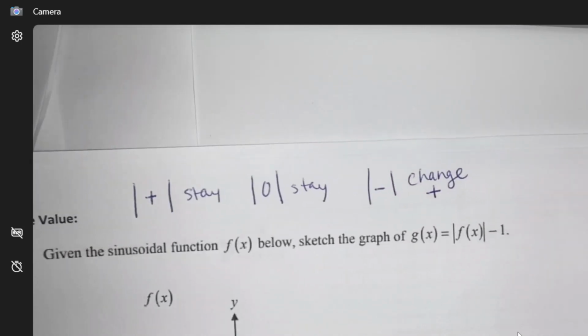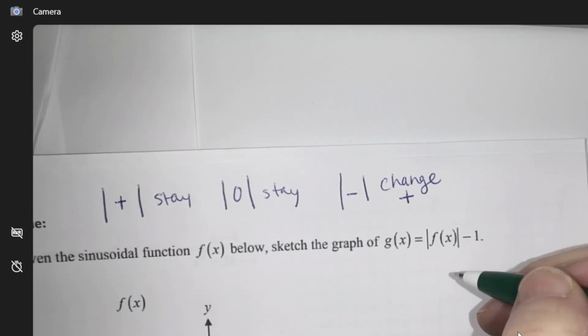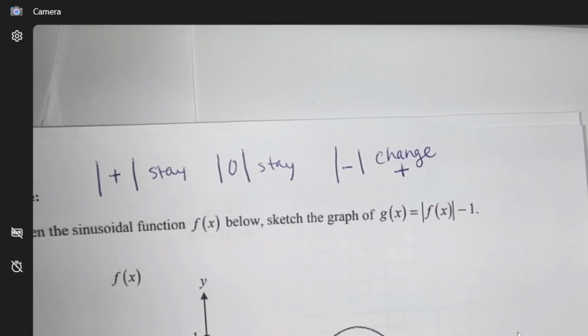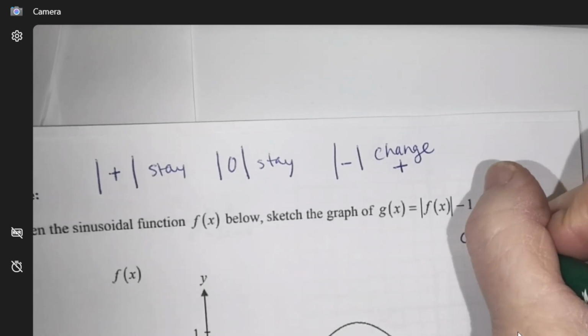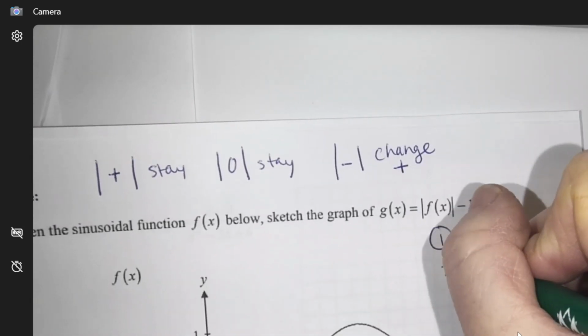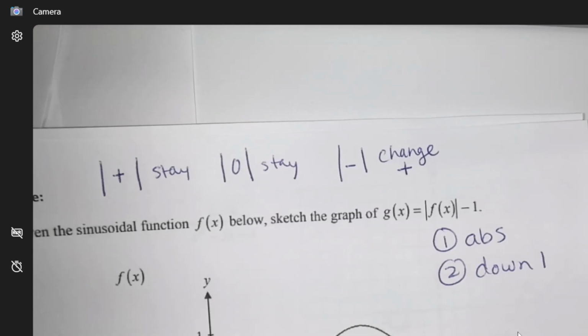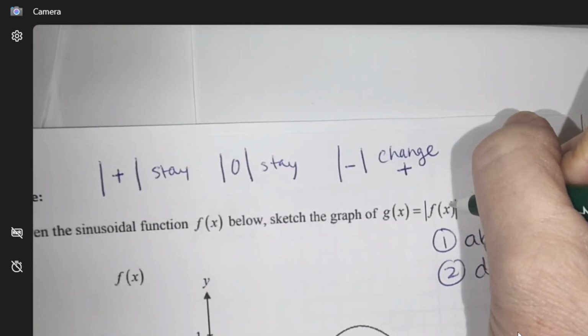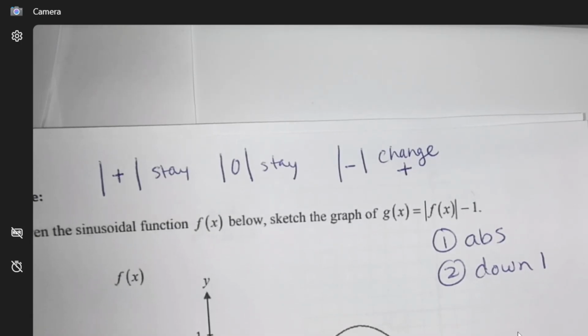Okay, now here's my question for you. I see an absolute value and I see a down 1. What should I do first? I should absolute it, then I should move it down. Okay? If this was inside that bracket, then it changes that order. Okay, so I am going to draw a light sketch of just absoluting it, and then we'll move it down.